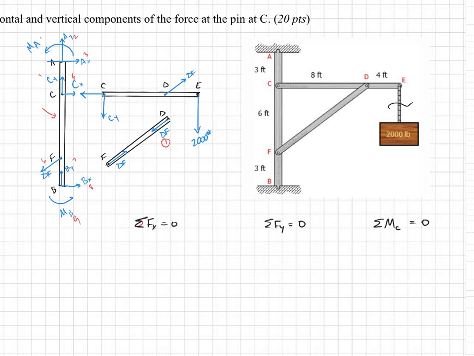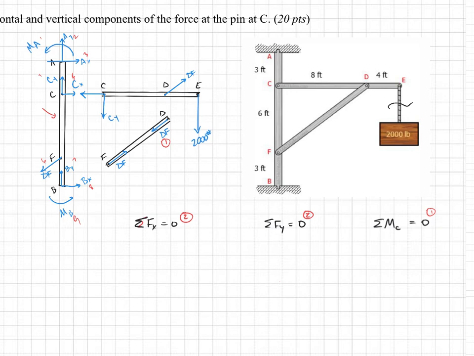Okay, so if I do the sum of forces in the x, I've got two unknowns, right? Because I've got Cx and I've got the x component of DF. If I do the sum of the forces in the y, I've got two unknowns, right? I've got DF in the y direction and Cy, so maybe we don't do that yet. But if I do the sum of the moments around C, I've only got one unknown, right? And that's going to be the x component of DF, right?